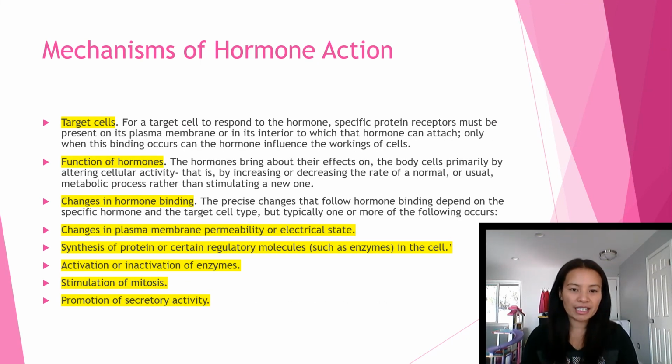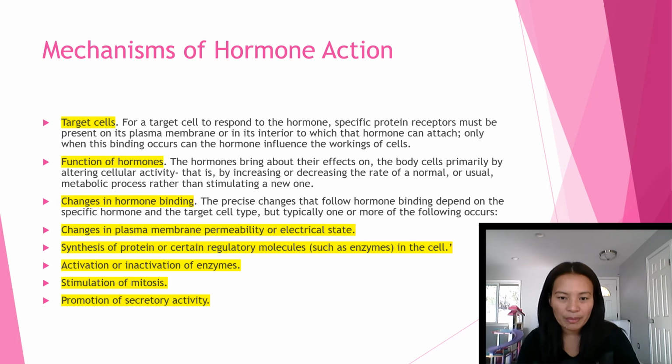Now let's move on to mechanisms of hormone action. Although the blood-borne hormones circulate to all the organs of the body, a given hormone affects only certain tissues or organs. For a target cell to respond to the hormone, specific protein receptors must be present on its plasma membrane or in its interior to which that hormone can attach. Only when this binding occurs can the hormone influence the working of cells. So a specific hormone targets specific cells. That's how it works.